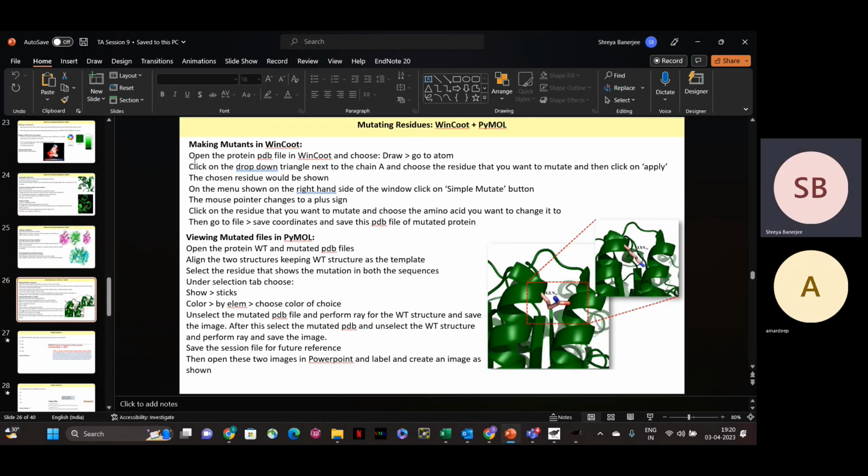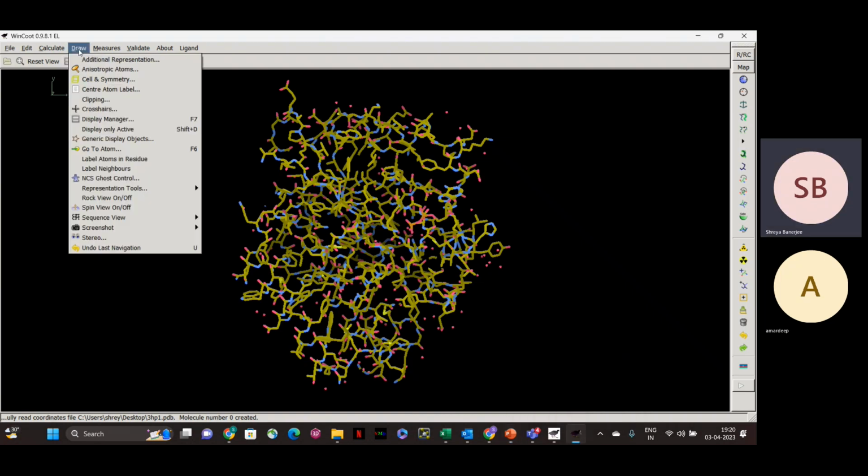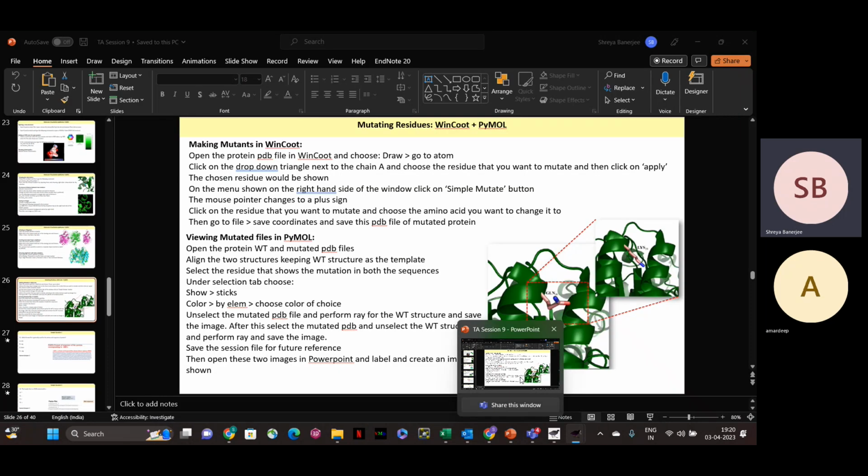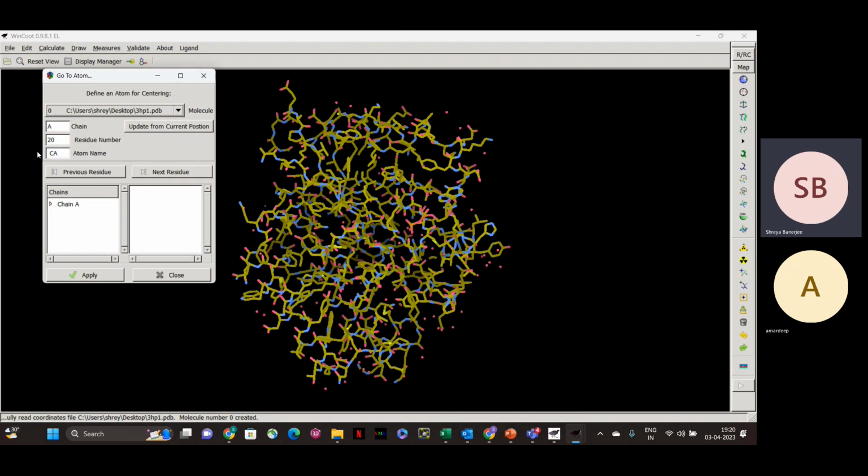Then we'll follow these instructions on making mutants. Mutants basically means if I want to change only one amino acid to some other amino acid, then that is called making a mutant of that protein. So we'll go to draw and then go to atom. Then the instruction says to choose the residue you want to mutate and click on apply. So suppose I want to mutate residue number 45.